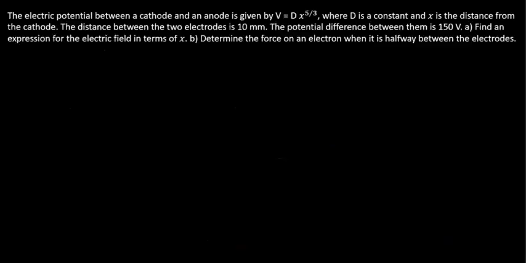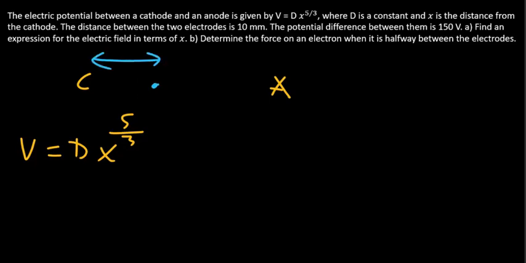Let's look at the following problem. The electric potential between a cathode and an anode is given by the following expression: V equals D x to the power of 5 over 3. D is a constant, x is the distance measured from the cathode. That means if you have a point here, a distance x away, the potential is given by that expression. The distance between the two electrodes is 10 millimeters. The potential difference is 150 volts. Find the expression for the electric field in terms of x.